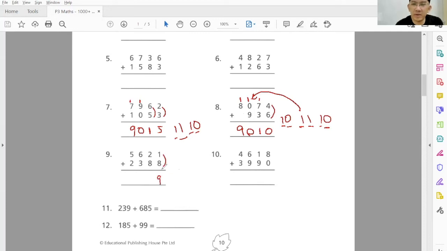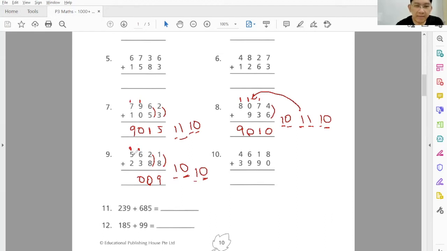9. Very good. 2 plus 8, 10. That digit goes there. The front digit goes to the next group on top. Now, 6 plus 3, 9 plus 1, 10 again. Another 10. Okay. This back digit goes to the bottom. The front digit goes to the top of the next group.